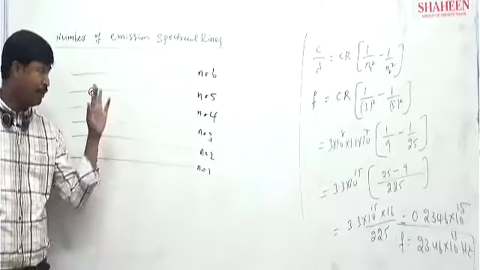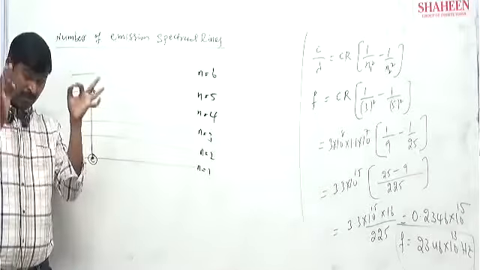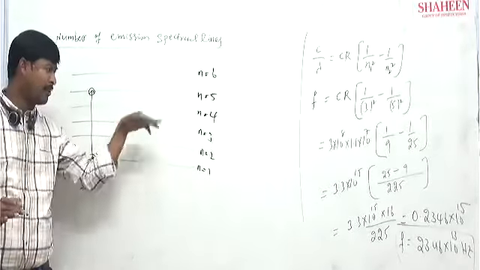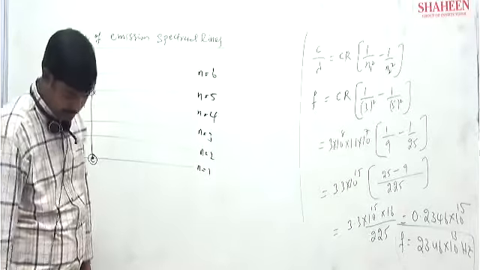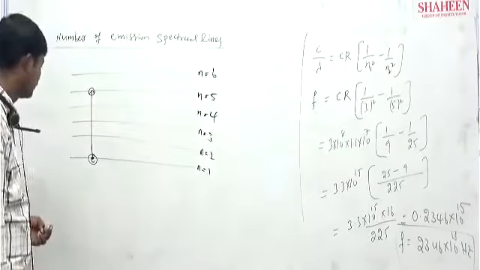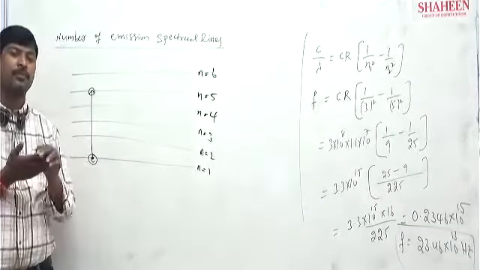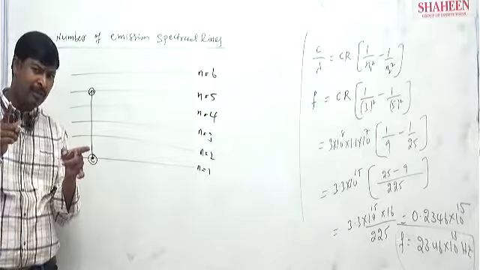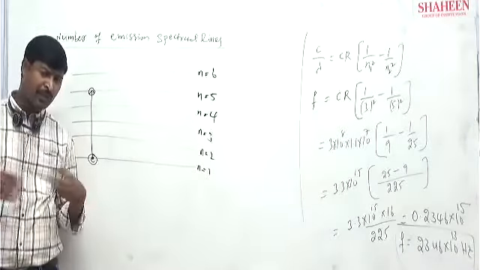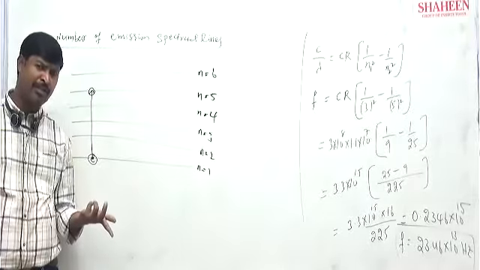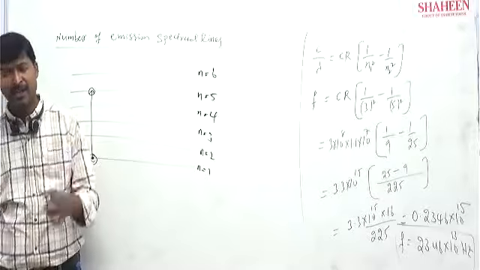While it is returning, during emission, I'm asking how many possible emission spectral lines it can emit. The number of emission spectral lines while it is coming from 5 to 1, that I want to calculate. Tell me, is it equal to 1 only? Because it may come directly from 5 to 1, right? So only one spectral line, one photon of one wavelength, or many photons of different wavelengths it emits? Possibility I am saying. One or more than one.